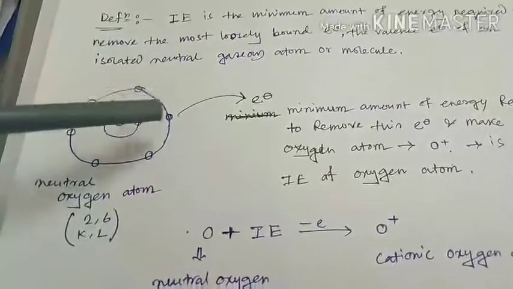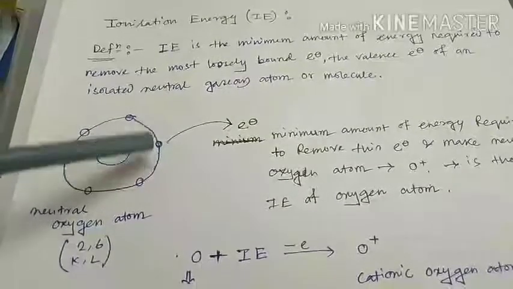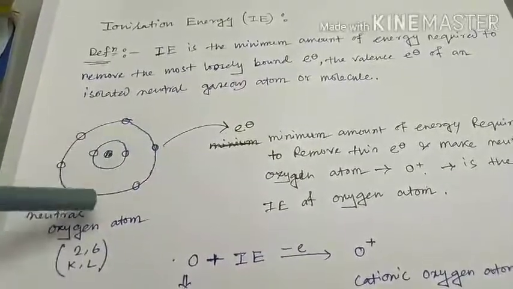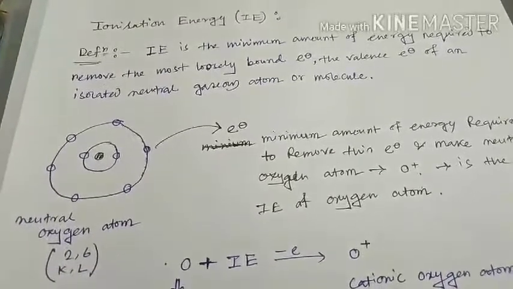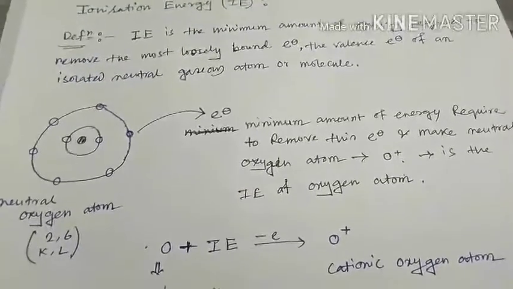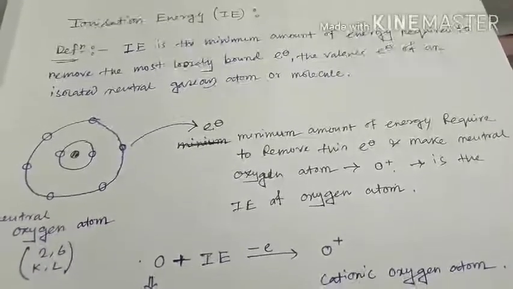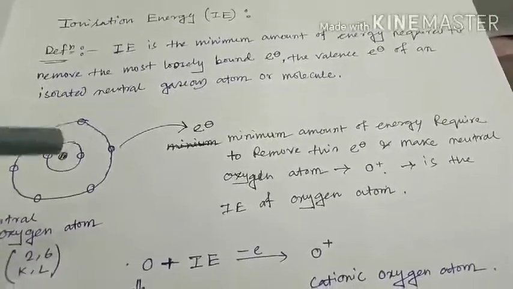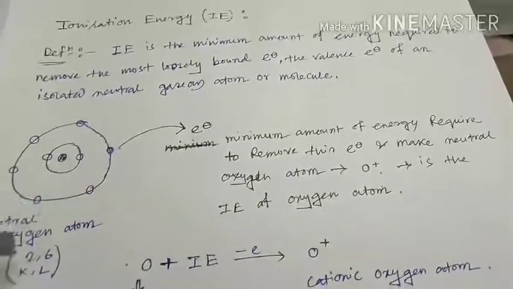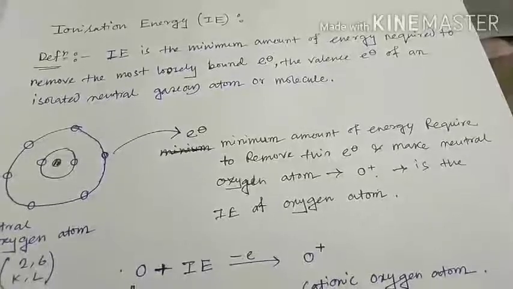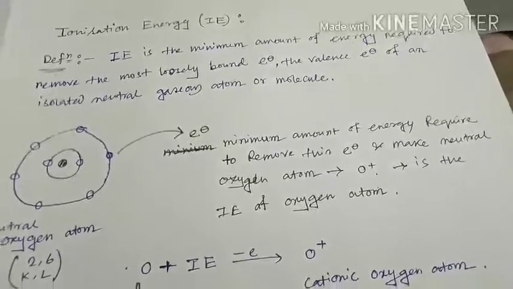Okay, so to remove this valence electron from this oxygen, to make this oxygen an O plus, the minimum amount of energy required to do this is called ionization energy. So the minimum amount of energy required to remove this electron and make this neutral oxygen atom O plus is called the ionization energy of the oxygen atom.